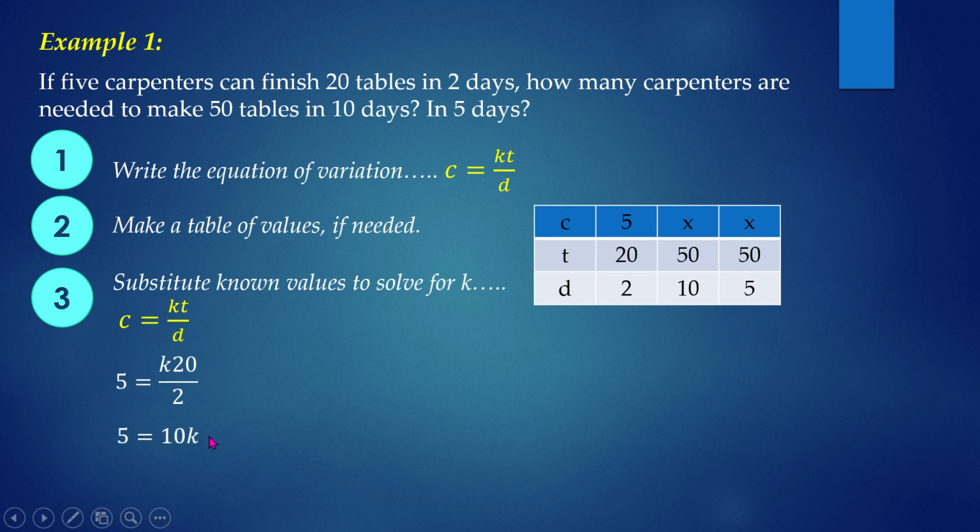5 equals 10K. Ngano 10K? Kay ma-reduce daan ang 20 divided by 2. Ma-divide man ang 20 ug 2. So 10K. Numerator siya, diba, wala may denominator. So ang 10 tapad gyud sa K. Next step. So divide ang 10K og 10. Ang 5 i-divide og 10, di ba? So to solve for K, what is 5 over 10? Reduce to 1/2.